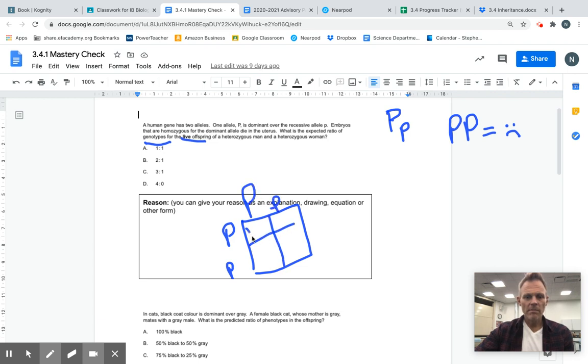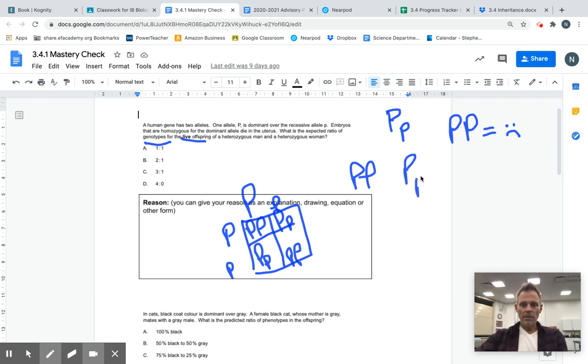Then when you cross them, you get a big P and a big P, a big P and a little p, a big P and a little p, and a little p and a little p. So if we're looking at the genotypes, one genotype is big P big P, we have two more genotypes that are big P little p, and then we have this other genotype that's little p little p. So the ratio of these genotypes is 1 to 2 to 1. However, this one's fatal, so we don't include it. So the best answer for this was B.